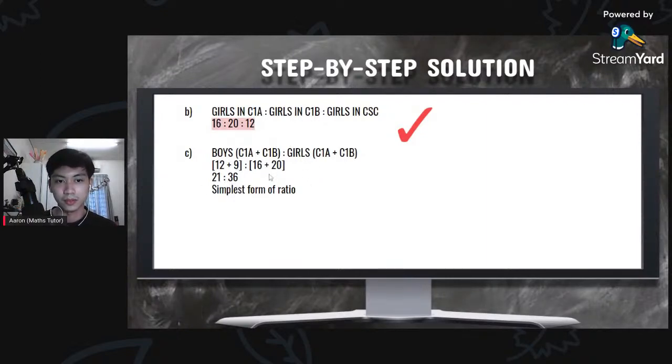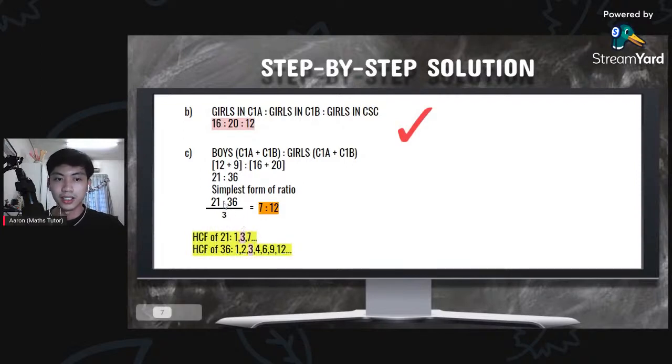The last part of the question asks for the simplest form of ratio. So if you get 21 ratio 36, then you can find the simplest ratio form by dividing by 3. You use the same method, the HCF method.